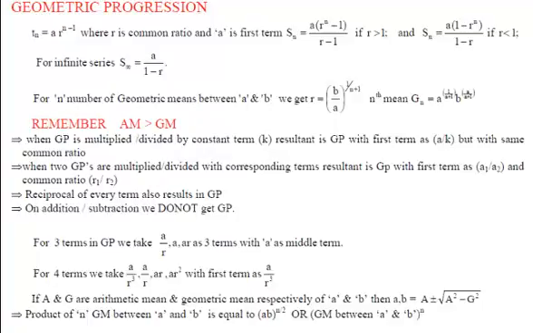For A and G being the arithmetic and geometric mean respectively, the numbers are given as A plus or minus root of (A square minus G square), and the product of n GMs between a and b is (ab) raised to n by 2. This is about the two main types of series, AP and GP. Thank you.